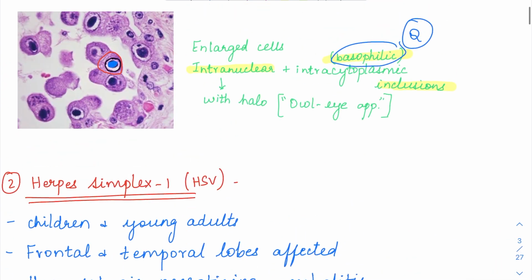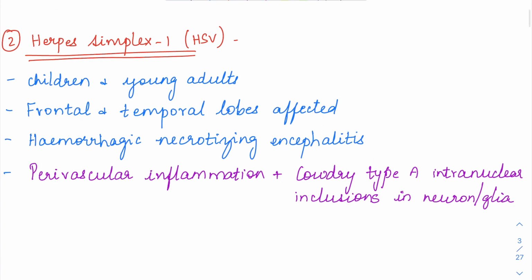And doesn't it look like an owl eye? So like a Reed-Sternberg cell, a CMV infected cell is also called an owl eye appearance because of the perinuclear halo with the inclusion. Next, we'll see about herpes simplex infection.